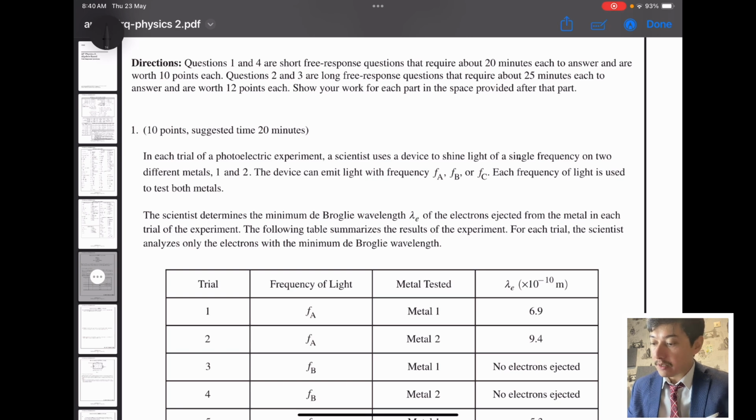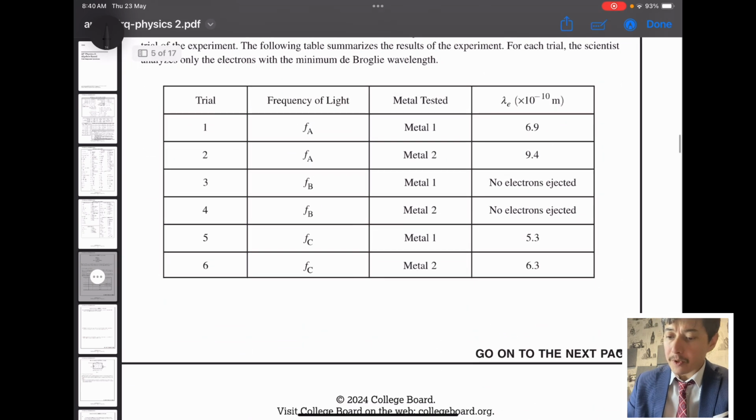For each trial, the scientists analyze only the electrons with the minimum de Broglie wavelength. Here we can see the table. Three different frequencies, FA, FB, and FC, were used. They were exposed on metal 1 and 2, and we can see sometimes electrons were ejected, and sometimes, particularly in trials numbers 3 and 4, no electrons were ejected.